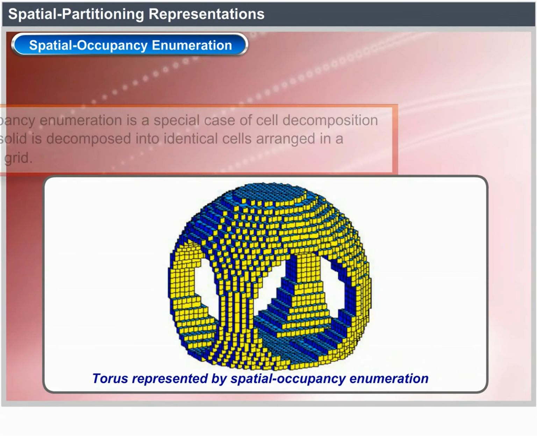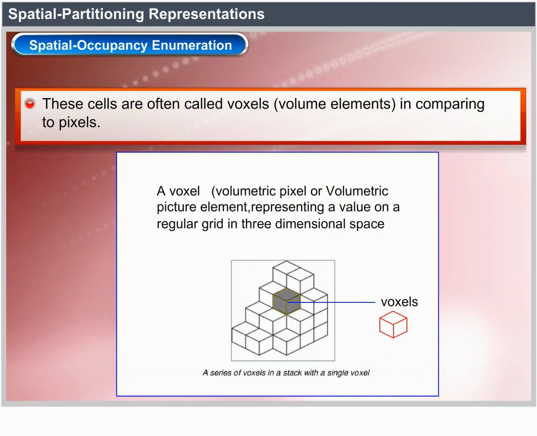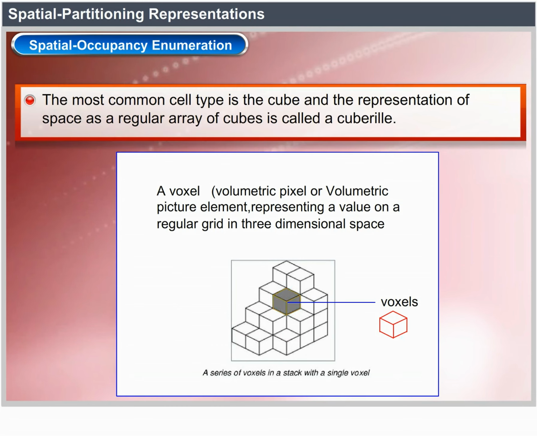Spatial occupancy enumeration is a special case of cell decomposition in which the solid is decomposed into identical cells arranged in a fixed, regular grid. These cells are often called voxels, volume elements, in analogy to pixels. This figure shows an object represented by spatial occupancy enumeration. The most common cell type is a cube, and the representation of space as a regular array of cubes is called a cuberille.